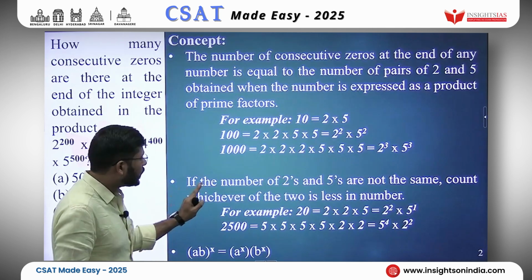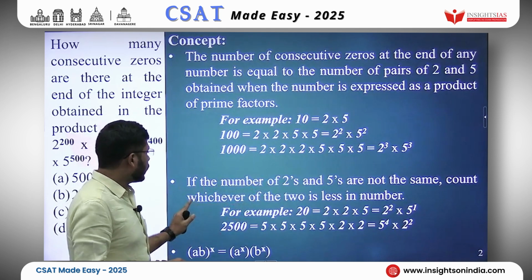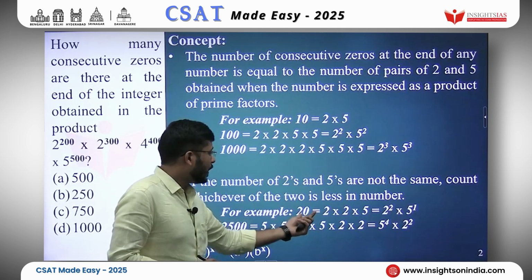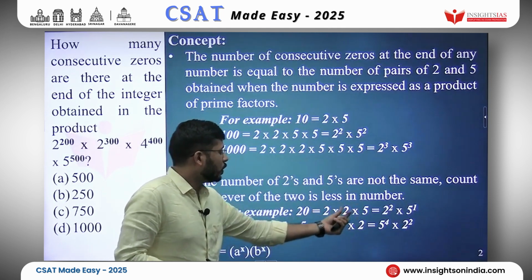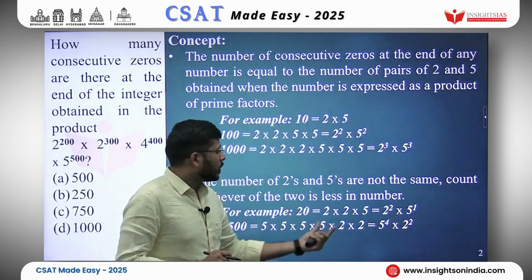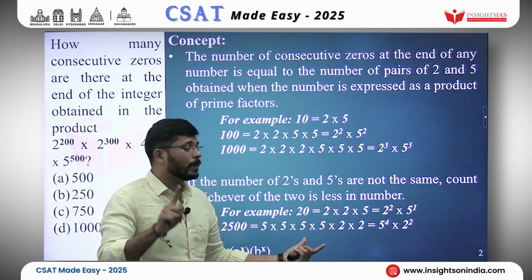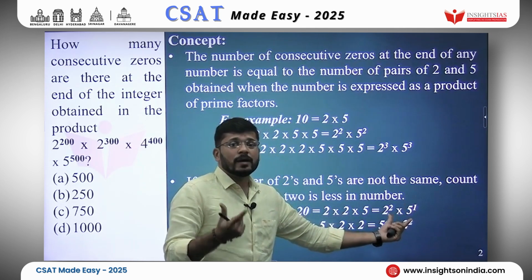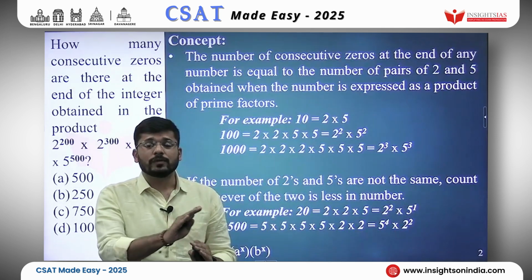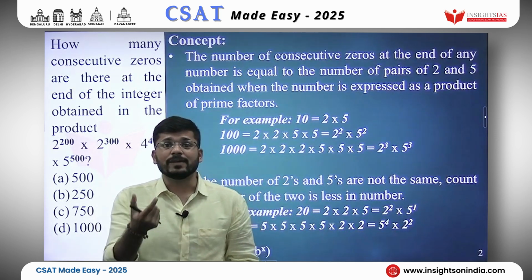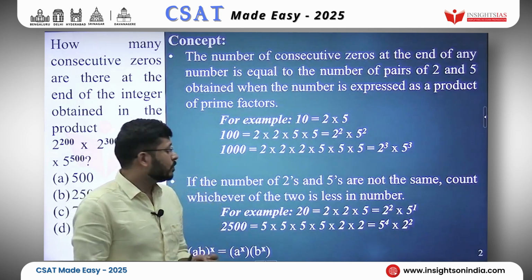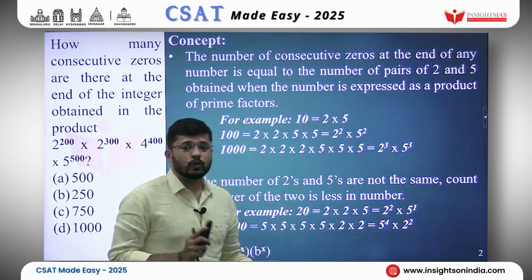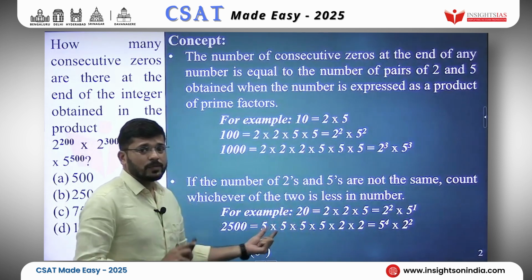However, if the number of 2's and 5's are not the same, count whichever of the two is less in number. For example, look at 20. 20 can be expressed as 2 into 2 into 5, right? 2 square into 5 to the power of 1. How many pairs of 2 and 5 do you get? Only one pair, because there are 2 2's and only 1 5. So you need to count whichever is less, because we want pairs. We do not want how many 2's or how many 5's are there. We want how many pairs of 2 and 5 are there. So even though there are 2 2's, we will get only one pair of 2 and 5. So at the end of 20, there is only 1 zero.